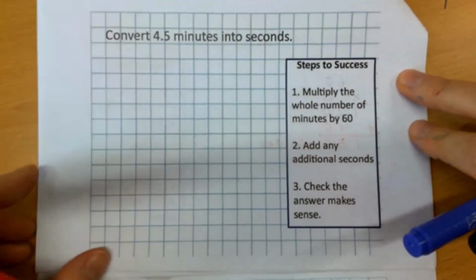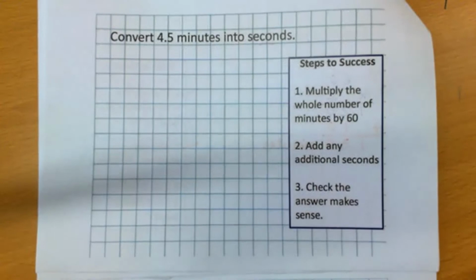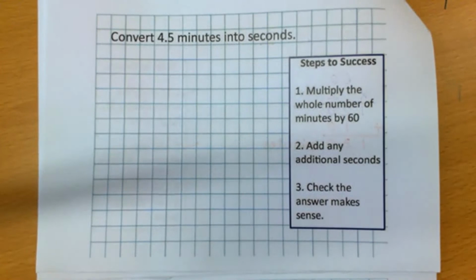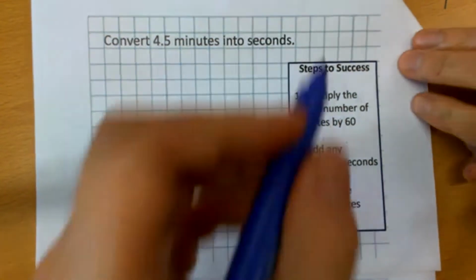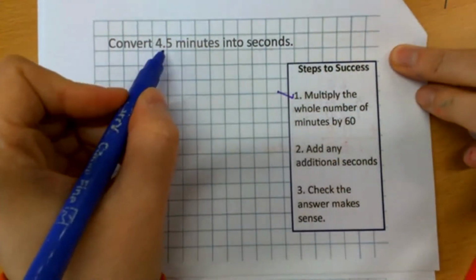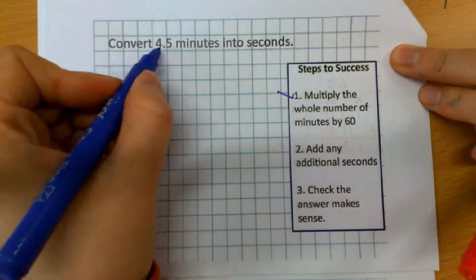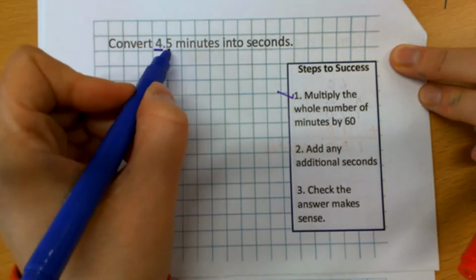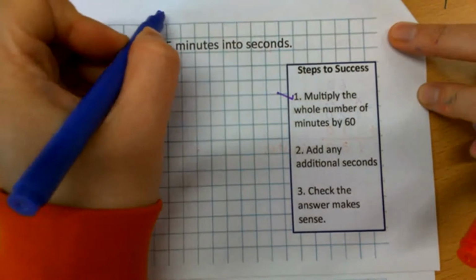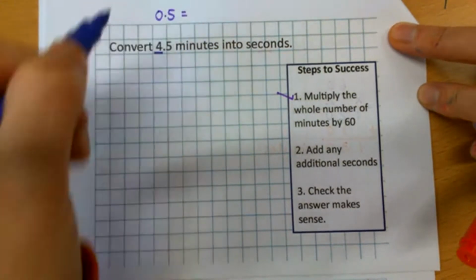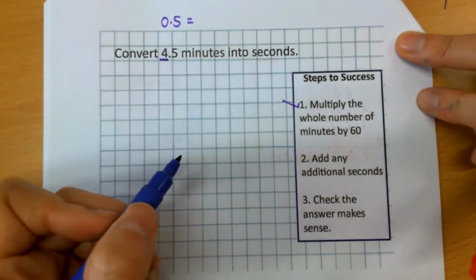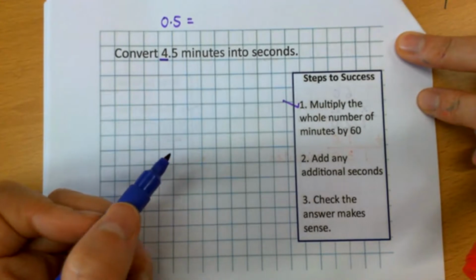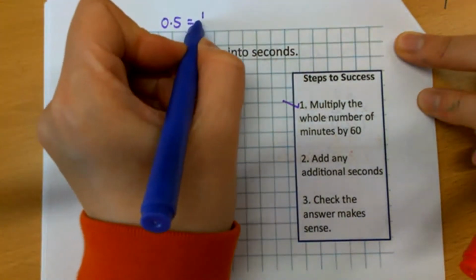Okay, what about this one? Convert 4.5 minutes into seconds. Can you read the first step for me? Okay, so we have 4.5. Our whole number here is 4. What does 0.5 mean? If I were to write that as a fraction, good, it would mean half.